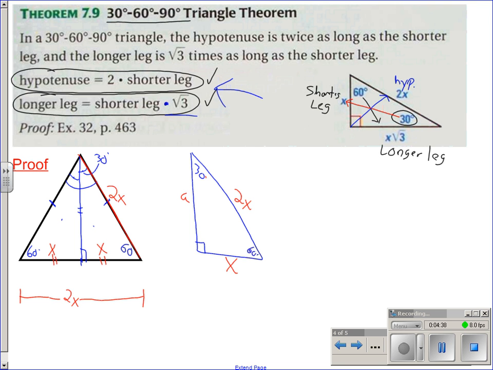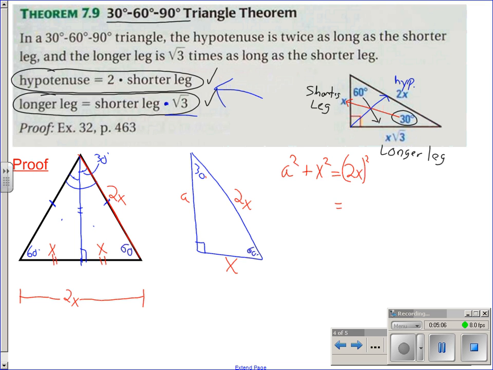Where does the relationship with that square root of 3 come from? All right, so we got the idea relating the shorter leg to the hypotenuse just from the equilateral triangle. To get that other one, relating the shorter leg to the longer leg, we're just going to do the Pythagorean Theorem. A squared plus x squared equals the side of 2x, quantity squared. And I want to know what A equals. I'm trying to find that relationship for the longest leg.